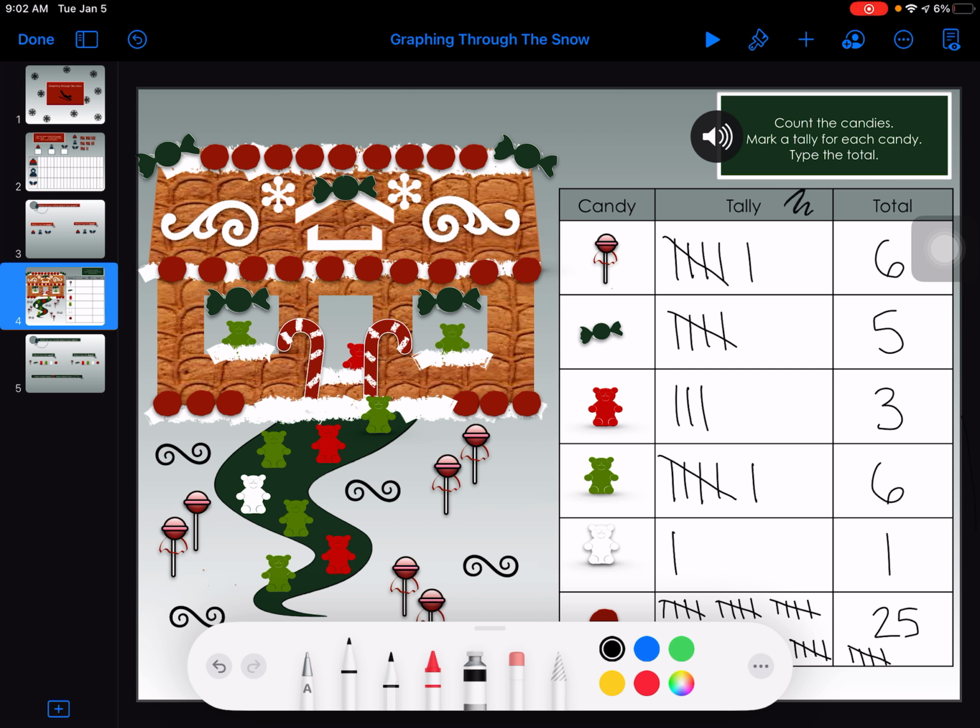I'm seeing something else, and I'm wondering if you notice it as well. Do you notice what 2 candies have the same amount of tally marks? Point to the 2 candies that have the same tally marks. The lollipops have 6 tally marks, and the green gummy bears have 6 tally marks. They both have the same. Great job.